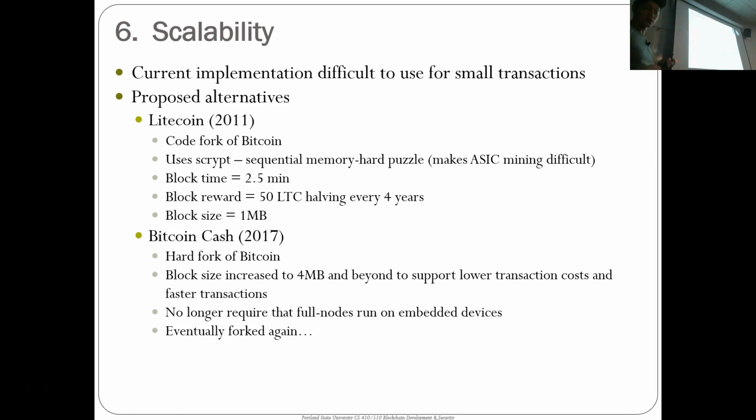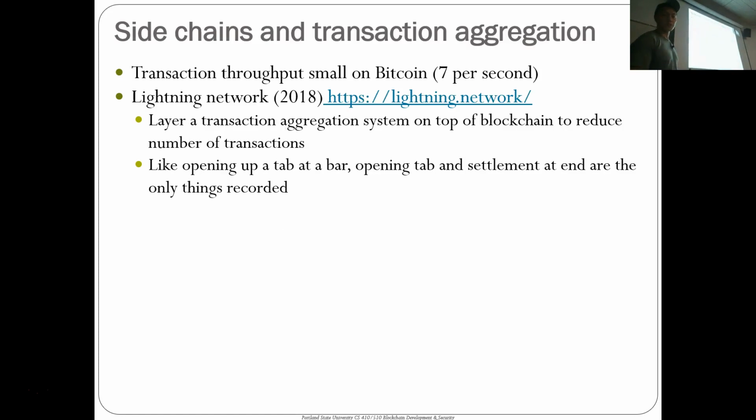Bitcoin Cash, which we talked about earlier, was a hard fork of Bitcoin. This is from, I think, Craig Wright, who wanted the number of transactions included in a block to be bigger, so he wanted a 4 megabyte block size to get lower transaction costs. And he abandoned the notion that full nodes have to run on embedded devices. Almost no full node on the Bitcoin network runs on an embedded device anyway. And then this eventually forked into Bitcoin SV for other reasons.